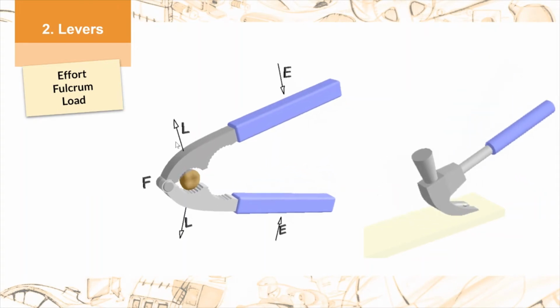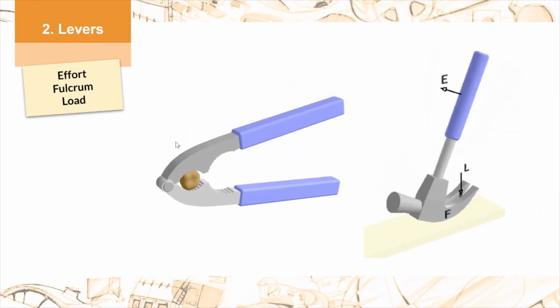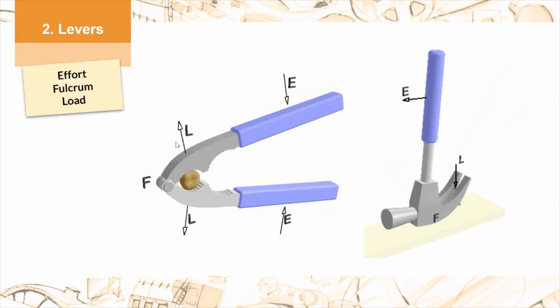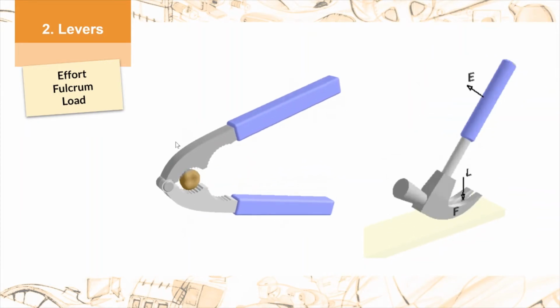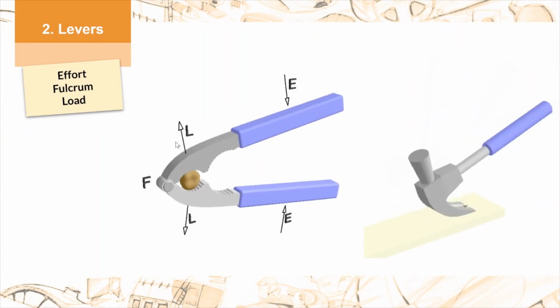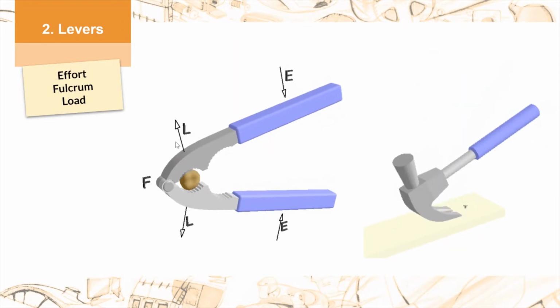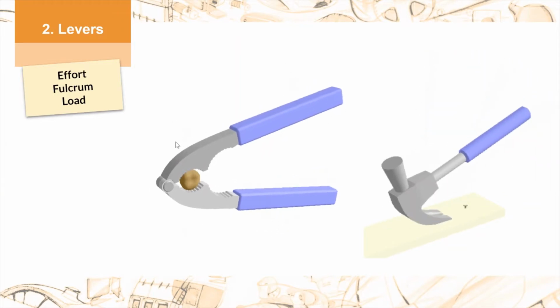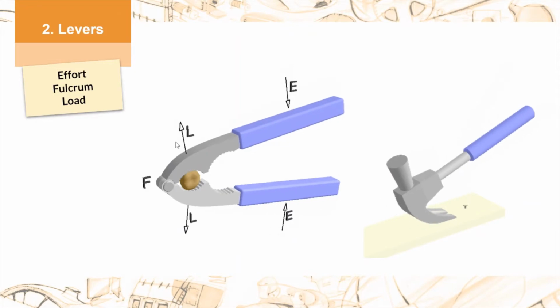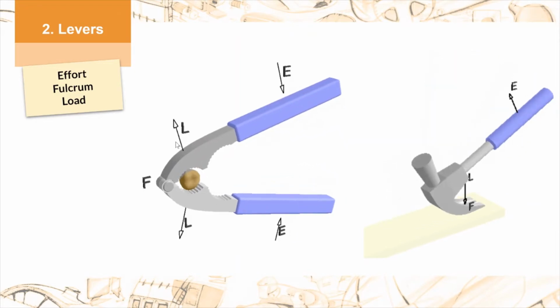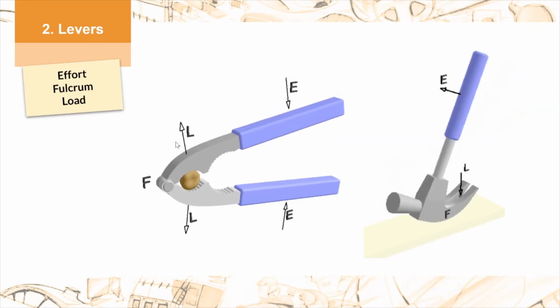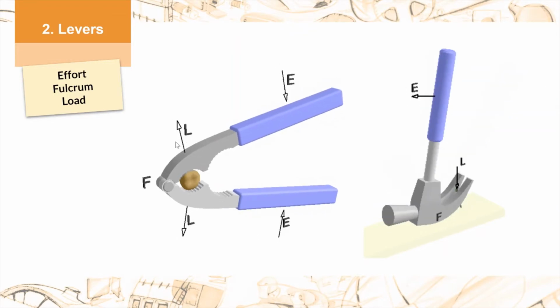The hammer is a little bit tricky. So we're using a claw hammer to remove a nail. So the effort is in the handle. Okay, we've got the fulcrum then is where the hammer meets the piece of wood that we're rocking it on. And then the load is the nail. So effort, fulcrum, and load. Let's look at those in a bit more detail to help us remember.